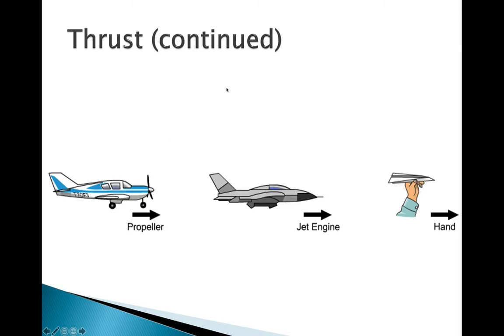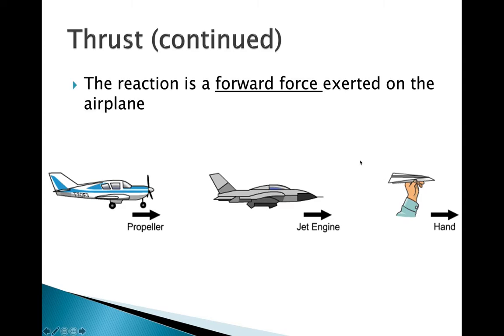So basically these are the different forces of thrust, right? What is creating it? A propeller, a jet engine is pushing forward, and the thrust of your hand is the forward motion as well. All of those things would count, or even a slingshot would count, or pressing off of something. If you're leaping off a diving board, that would also count as thrust, anything that's a forward motion. So the reaction is a forward force exerted on the airplane.